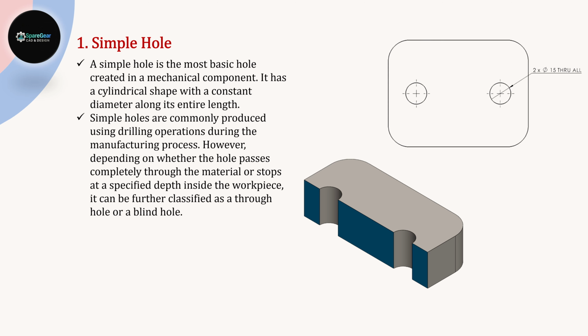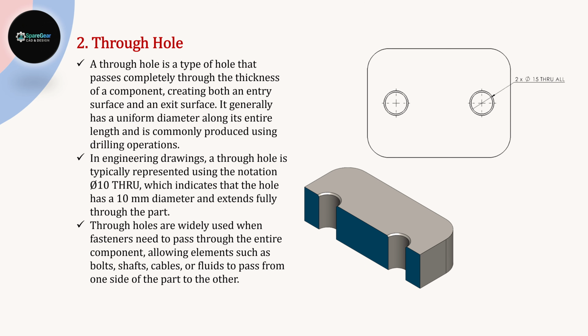Let us begin with the simple hole, which is the most basic type of hole used in mechanical components. A simple hole has a cylindrical shape and a constant diameter throughout its length. These holes are typically produced using the drilling process. Simple holes are widely used in machine plates, brackets, frames, and structural components. Although simple in geometry, they are essential features in mechanical design. Depending on the depth of the hole, simple holes can be classified further as through holes or blind holes.